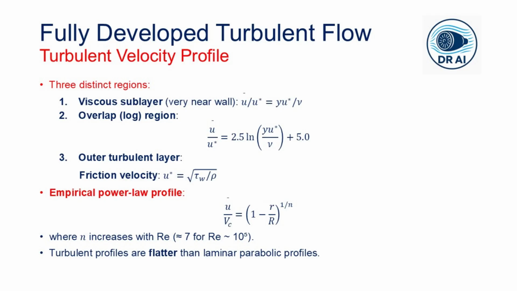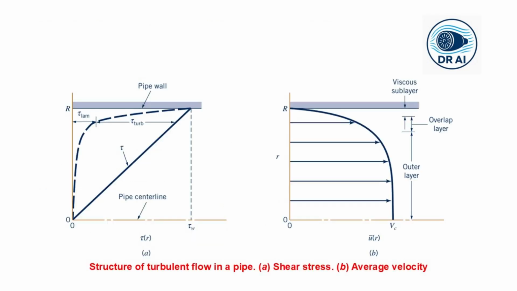Now the second one is the outer layer. This is the bulk of the flow away from the wall. Here, the turbulent eddies dominate, and the Reynolds stress, which is represented as tau turbulent, is orders of magnitude larger than the laminar stress. The flow is well mixed and chaotic in this layer. Now, the third is the overlap layer. This is the transition region between the viscous sublayer and the outer layer. Both types of stress are important here.